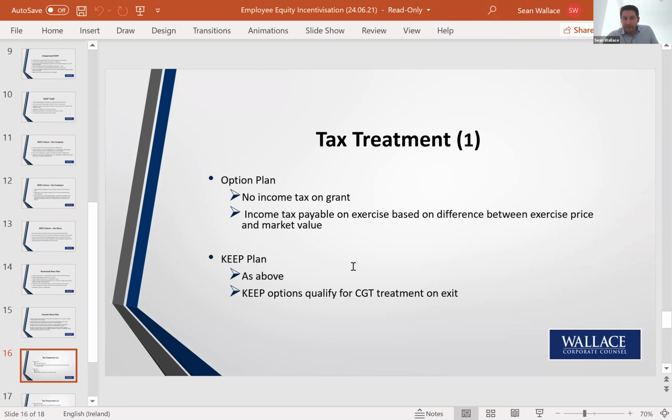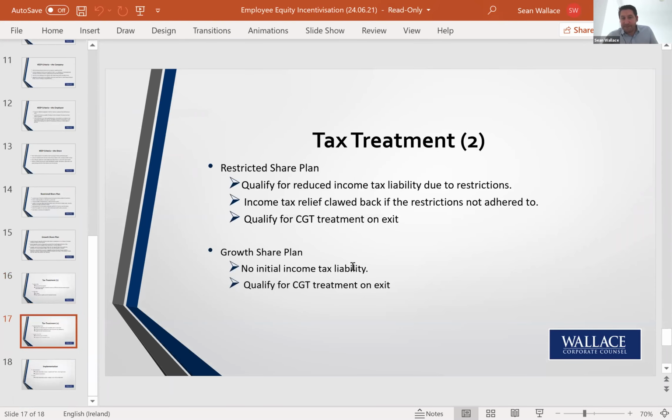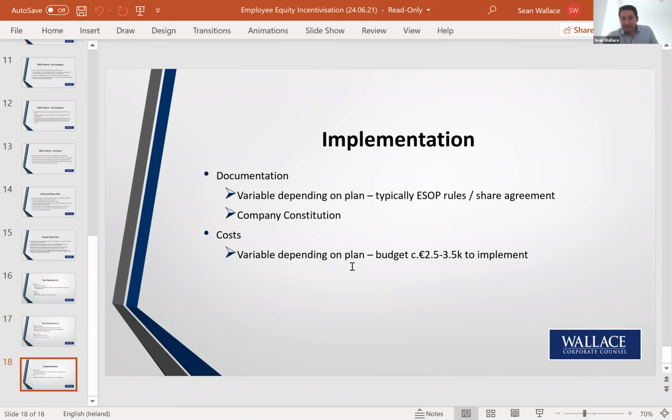Okay, well, I suppose we've laboured the tax treatments. I think everyone will understand how important it is, and a lot of this is unfortunately driven by tax, but that's where we are. I think the implementation, just to finish off, is variable depending on the plan. The option side of things is fairly prescriptive in terms of a plan document and set of rules, and then layering, if you want to have a KEEP plan, the criteria on that.